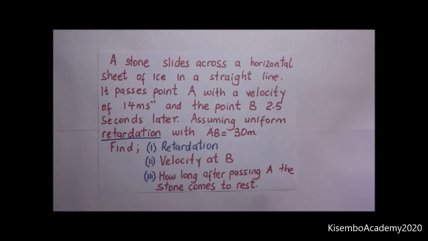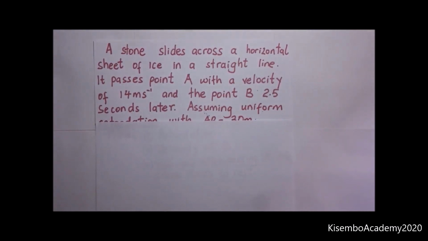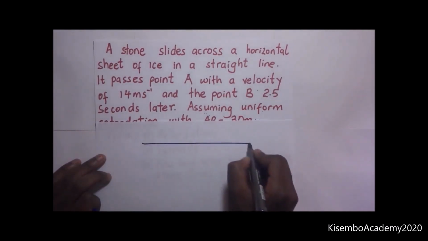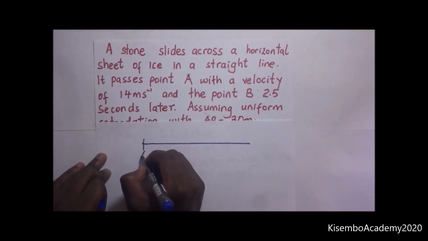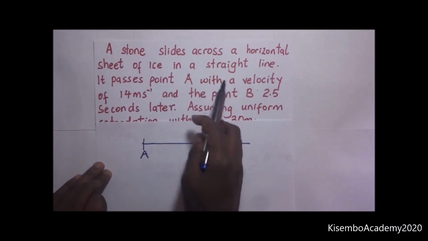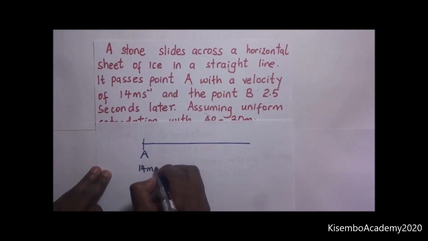We have a stone. It slides across a horizontal sheet of ice in a straight line. We're going to first summarize this question with a diagram. We first summarize it diagrammatically, then we solve it. So the question says we have a stone. It slides across the horizontal sheet of ice. So let's look at this as a horizontal sheet of ice, and it passes point A. We are having here point A with a velocity of 14 meters per second. So it means that at this point, the velocity there is 14 meters per second.